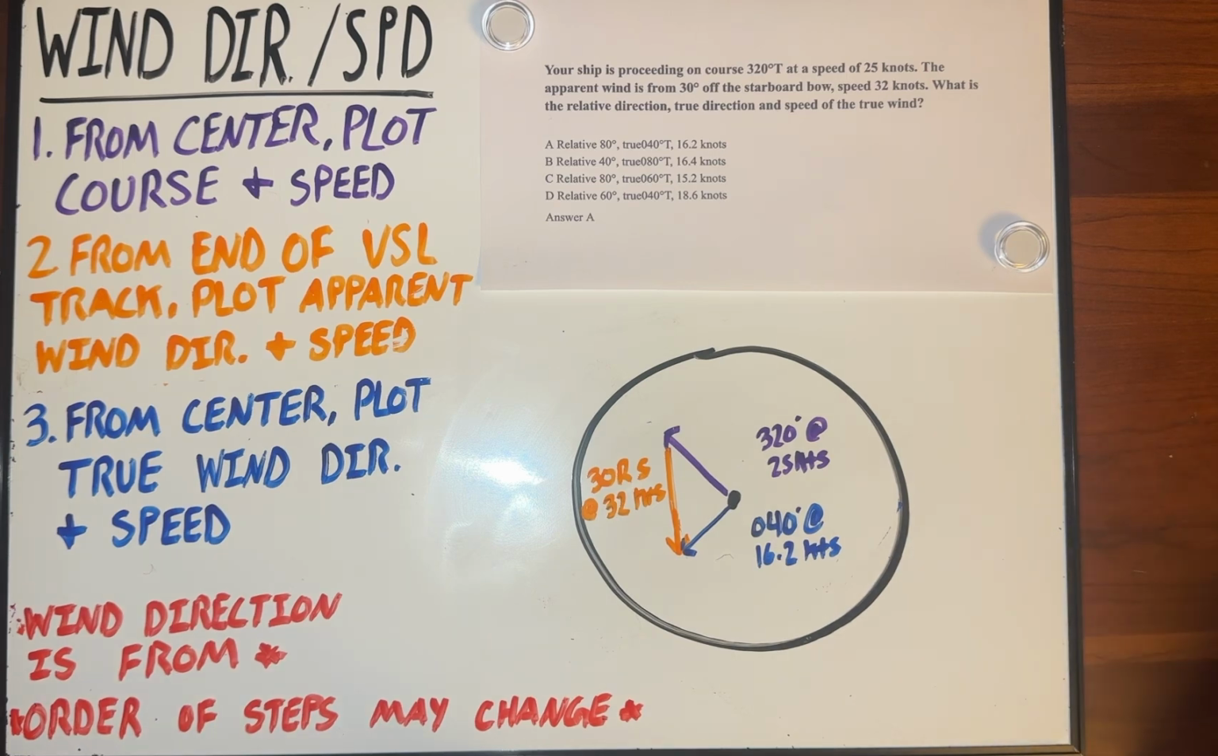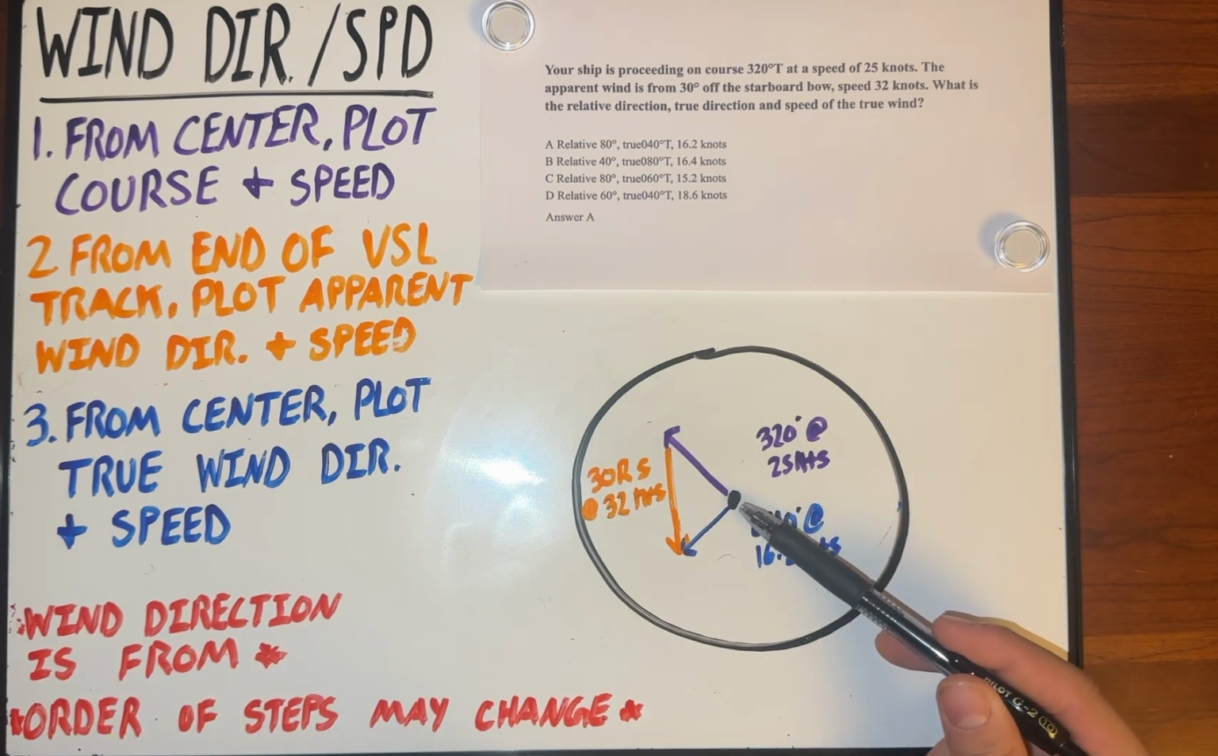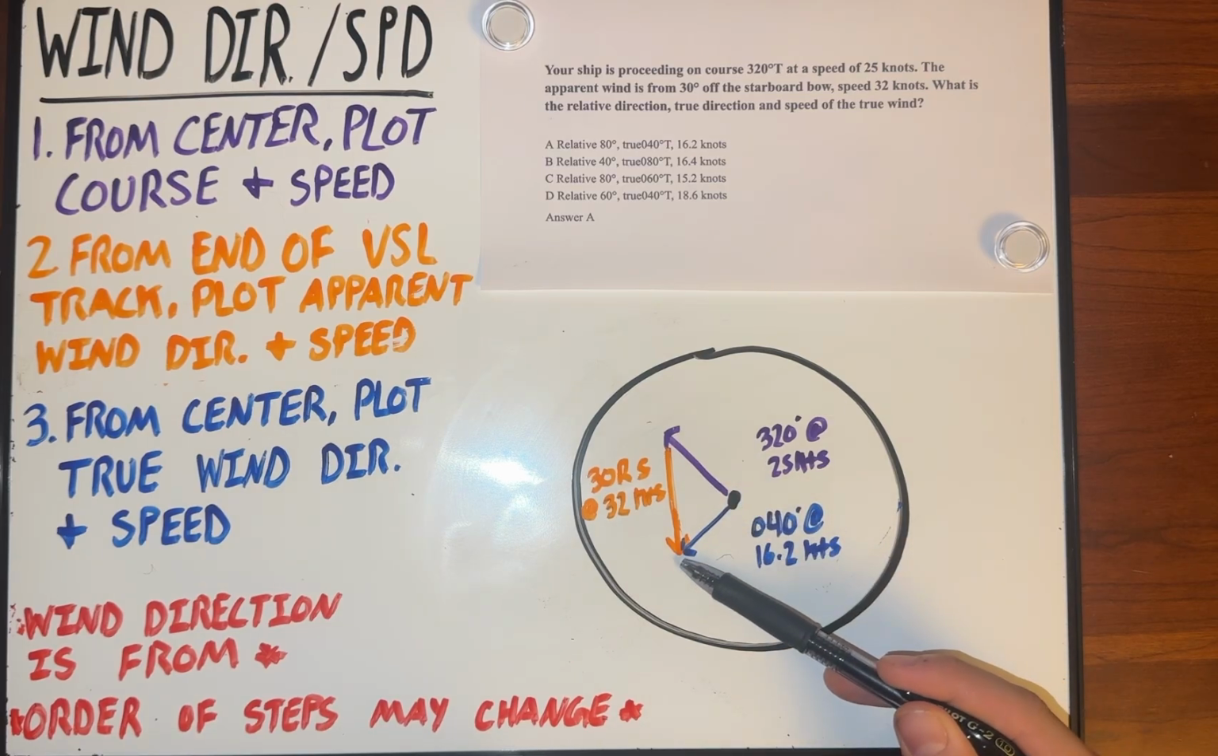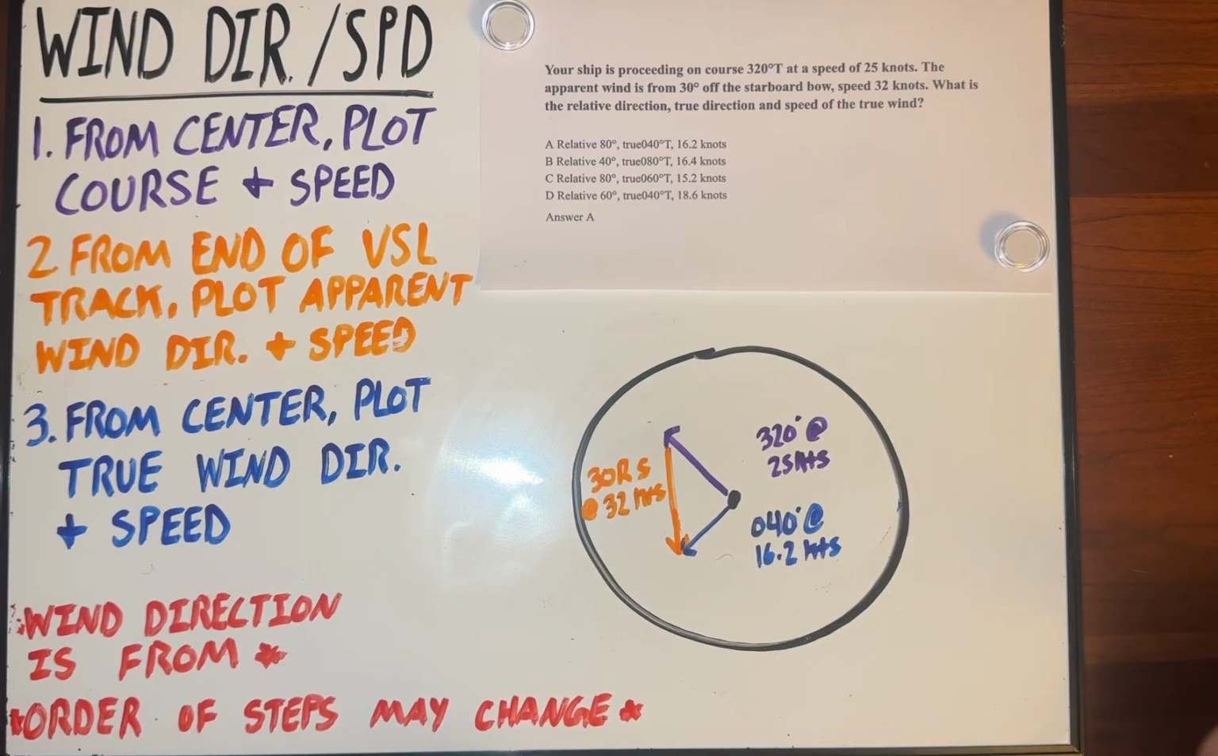Step 3 is from the center, plot true wind direction and speed. So all that is connecting the triangles. From the center, when we're looking for something in true, it's from the center. So from the center, we connect to the end of our apparent wind line, and we will get 040 at a speed of 16.2 knots. So I'll go ahead and do that on a maneuvering board.